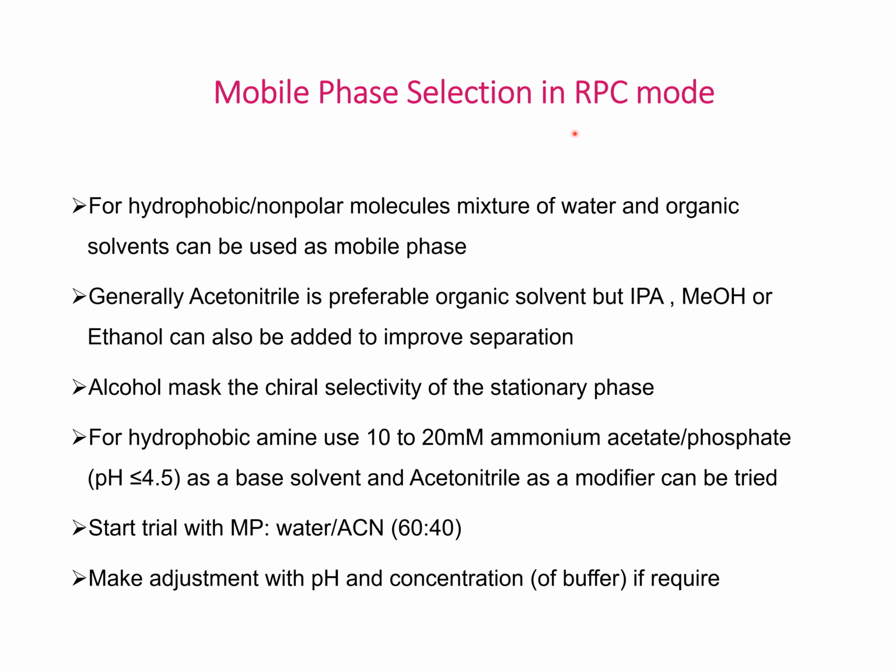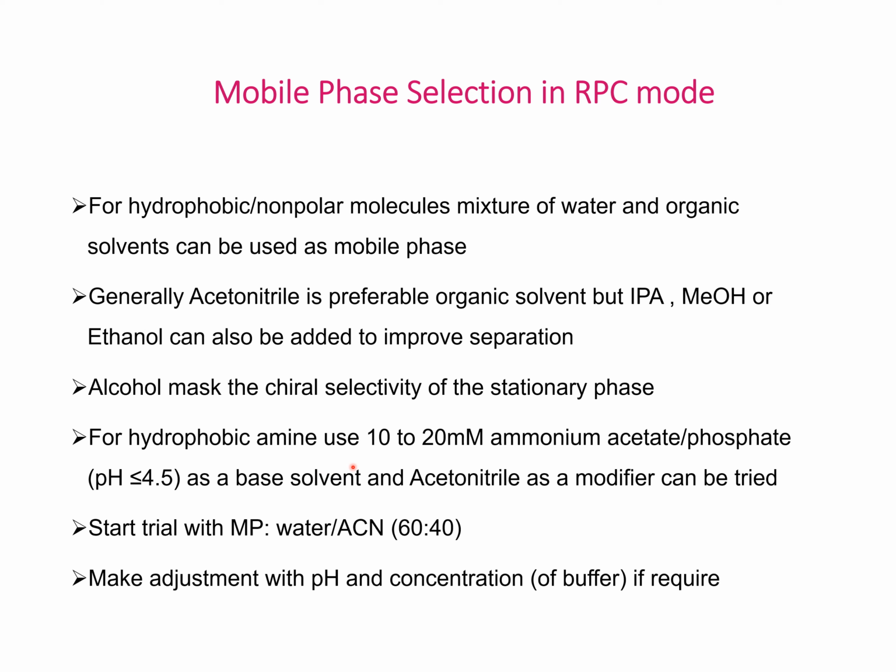Mobile phase selection in RPC mode, meaning reverse phase chromatography mode. For hydrophobic or non-polar molecules, a mixture of water and organic solvent can be used as the mobile phase. Generally, acetonitrile is the preferable organic solvent, but isopropyl alcohol, methanol, or ethanol can also be added to improve separation. Alcohol masks the chiral selectivity of the stationary phase, and that is the reason alcohol is not normally used in the mobile phase. But in special cases, alcohol can be added in a lower quantity.